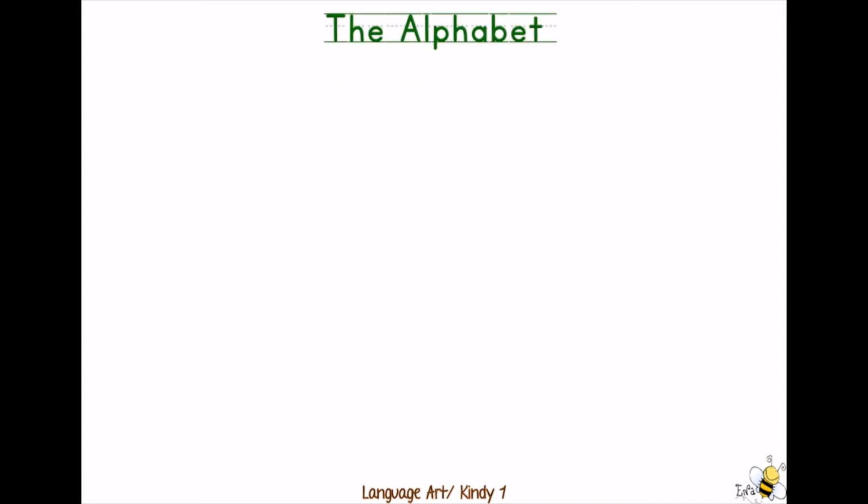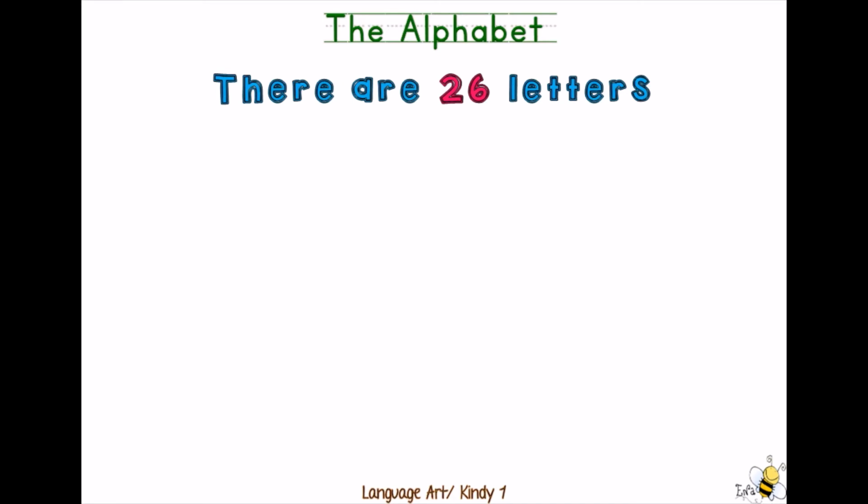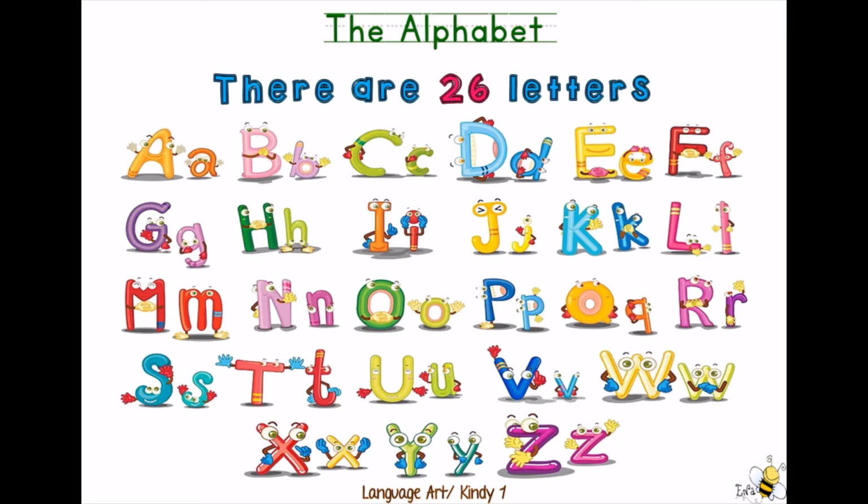Okay kids, let's see the alphabet. There are 26 letters. Say with me. A, B, C, D, E, F, G, H, I, J, K, L, M, N, O, P, Q, R, S, T, U, V, W, X, Y, Z. Okay, that's it. 26 letters.